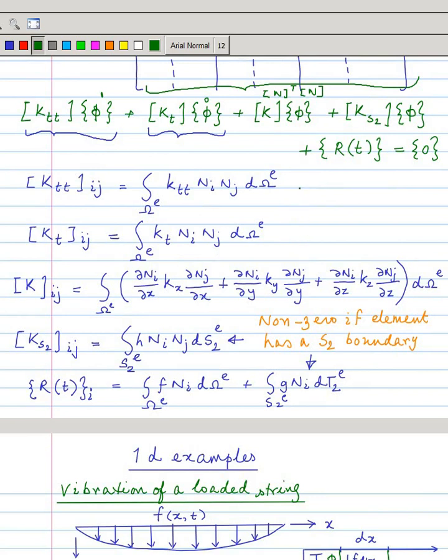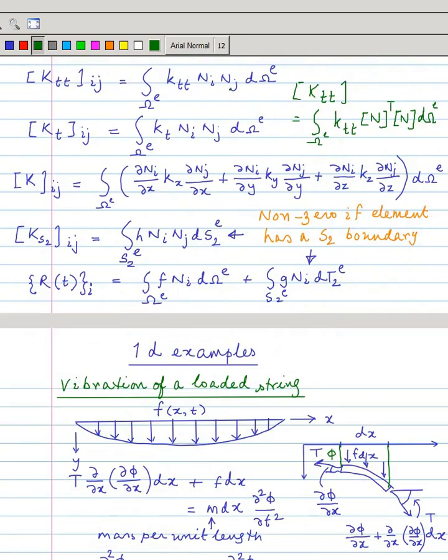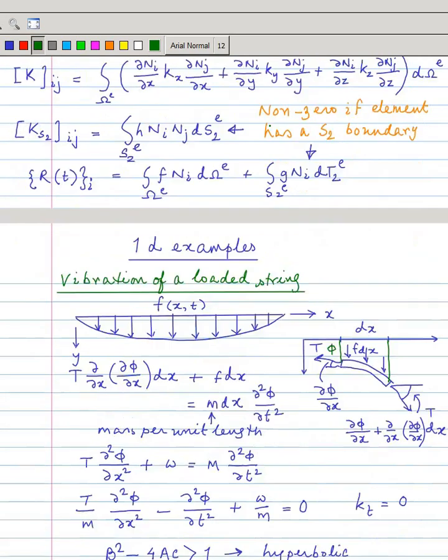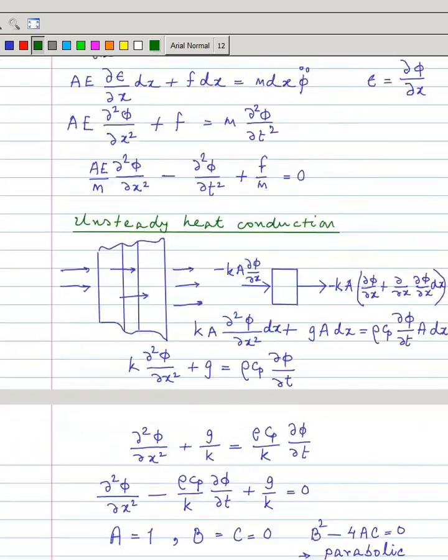So if you write that kTT, the other way of writing this is kTT is the integral over omega e of kTT N transpose N d omega e. So remember, this is the same thing. These are two different ways of writing the same thing.